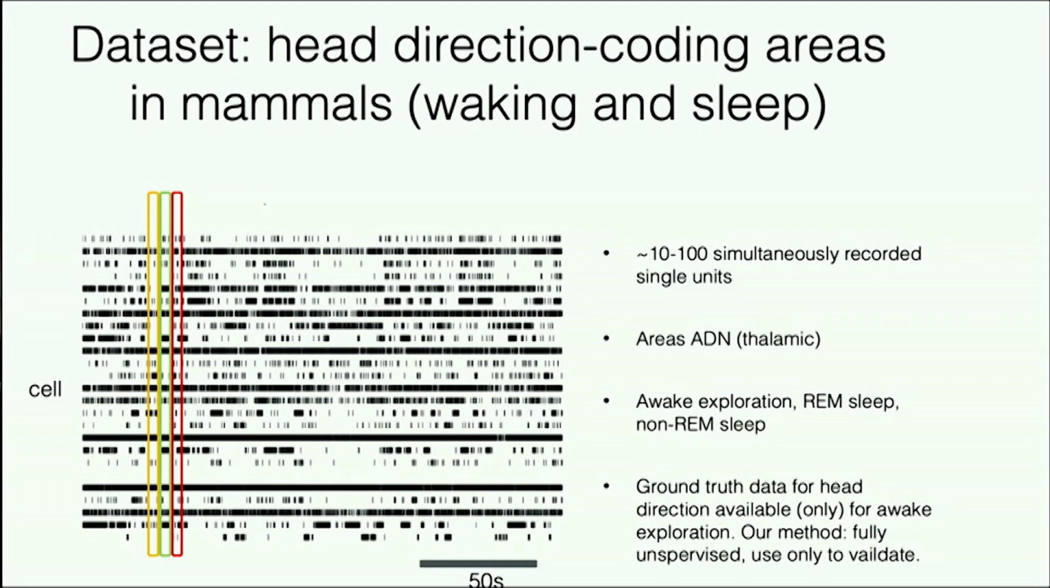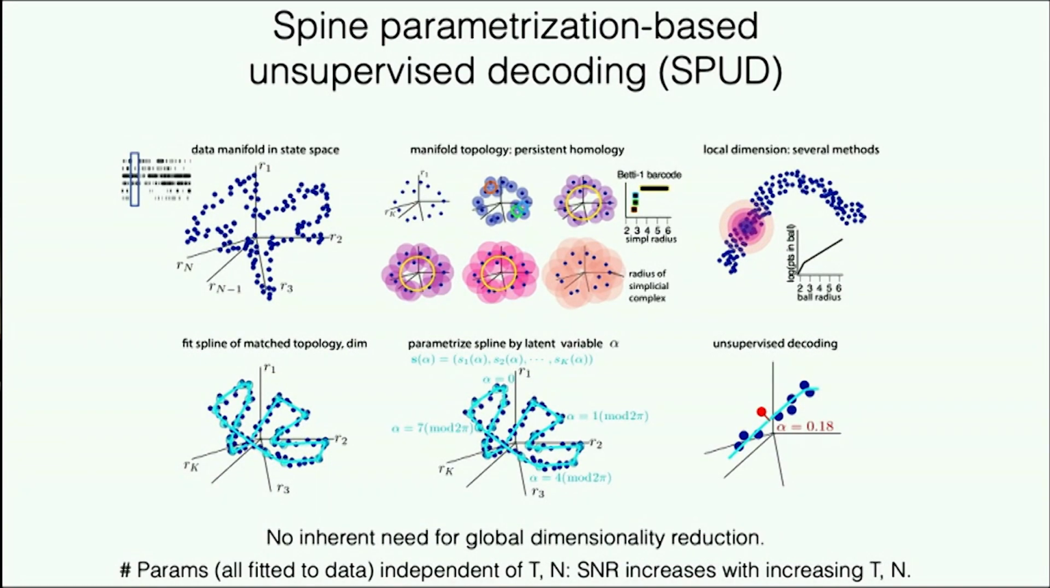And in fact, we have this data taken during awake exploration as the animal is running around in a 2D space, like an open field, foraging for Cheerio pellets that are thrown, and also during REM sleep and non-REM sleep. And we have ground truth data available for the actual physical head direction of the animal as it's running around, but we don't use it for any of our decoding approaches. We only use it to validate the method in the end. So let me very briefly summarize what we can do with this time series.